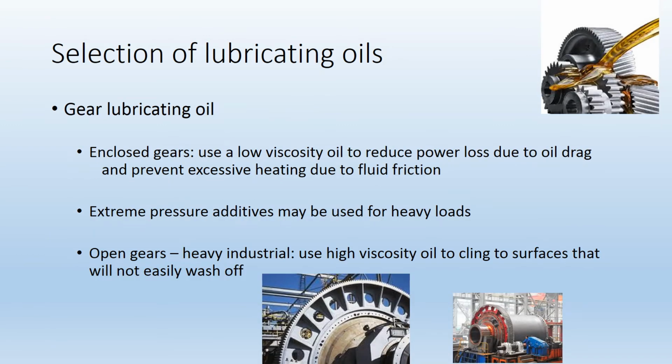It's miscible. When selecting oil for gear lubrication, you can have enclosed gears. That's gears that are inside a casing, and you can also have open gears. So if you have enclosed gears, you want an oil with a low viscosity. That'll reduce the power losses due to the oil drag, and it'll also prevent excessive heating due to the fluid friction. When you have open gears, that's when you want to have a high viscosity oil so that the oil will cling to the surfaces and will not easily wash or wear off.